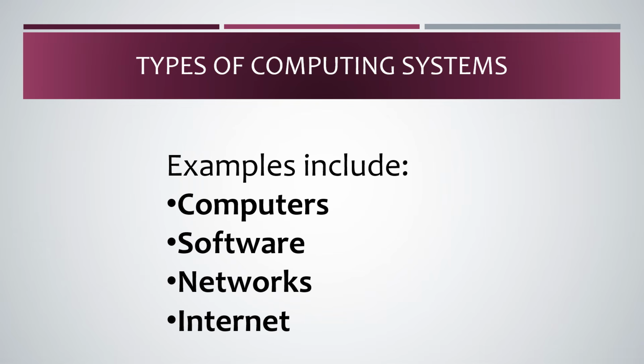Some examples of the types of computing systems that we have are computers, software, networks, and the internet. So here are some basic types of computing systems.